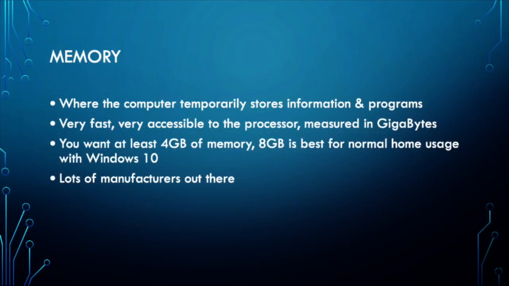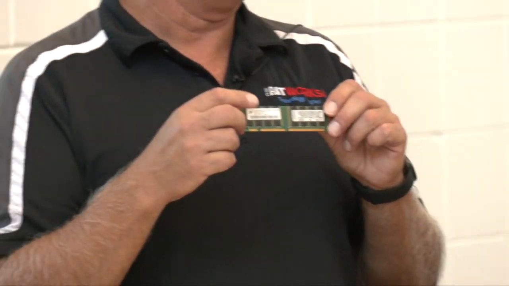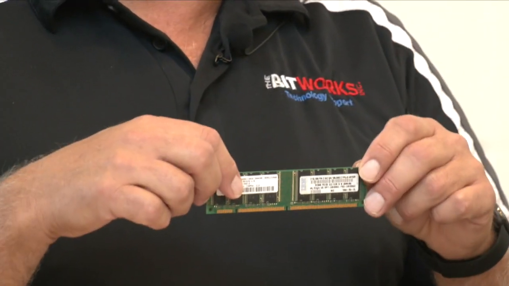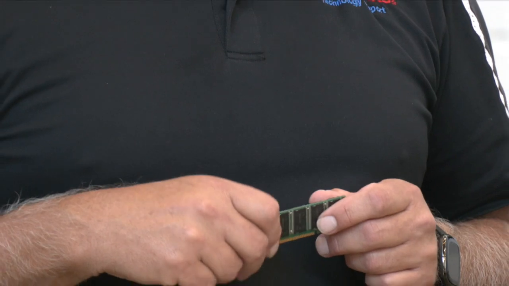So the next thing I'll talk about here is memory. And memory in a computer these days looks like this. And we buy these little sticks and plug them in. And the more you have, the better it is, the faster it goes. This is where the computer temporarily stores information when you're working on something.